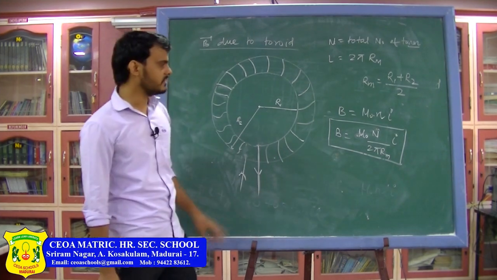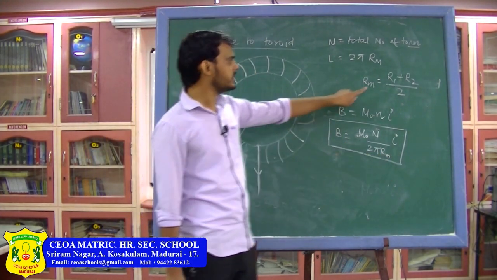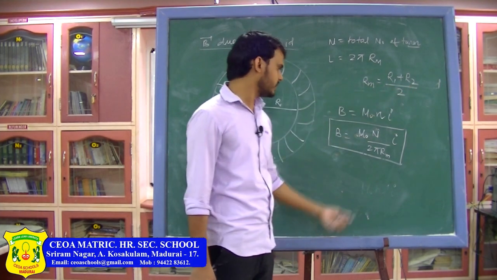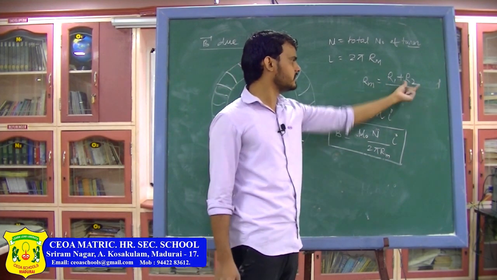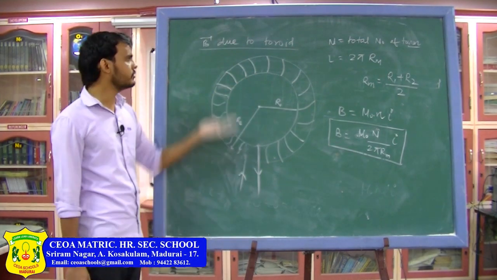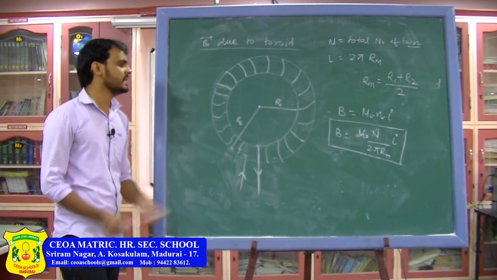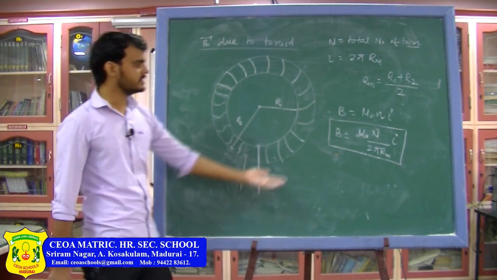Now in the exam if they just give you one radius, then Rm is the radius given. If they give you the inner radius and outer radius of the toroid, then you can find Rm using R1 plus R2 divided by 2. So this is the formula for the magnetic field due to a toroid. You don't need to go through the process, because just now we have done the magnetic field due to a solenoid. If you apply the same process, you will get this formula.